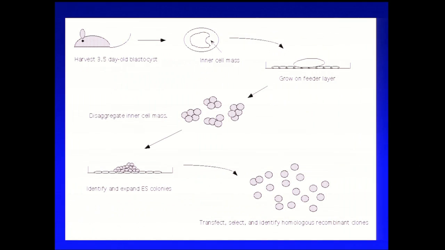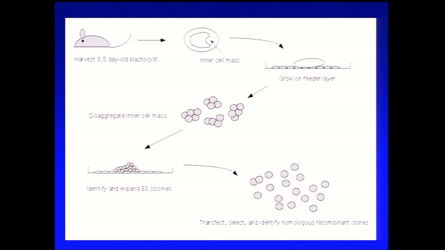So this is illustrated how this is done technically. You take your blastocyst, you disrupt it, grow it on a feeder cell layer, obtain those inner cell masses I showed you, and then you disrupt the blastocyst here, obtain the inner cell masses, grow them, and then these become embryonic stem cell lines.